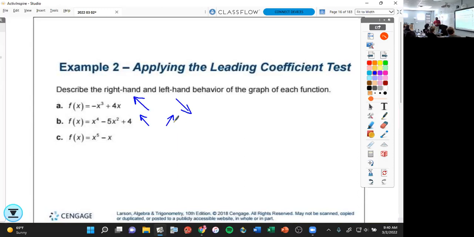Part C, degree. Degree? 5. Leading term? X to the 5th.